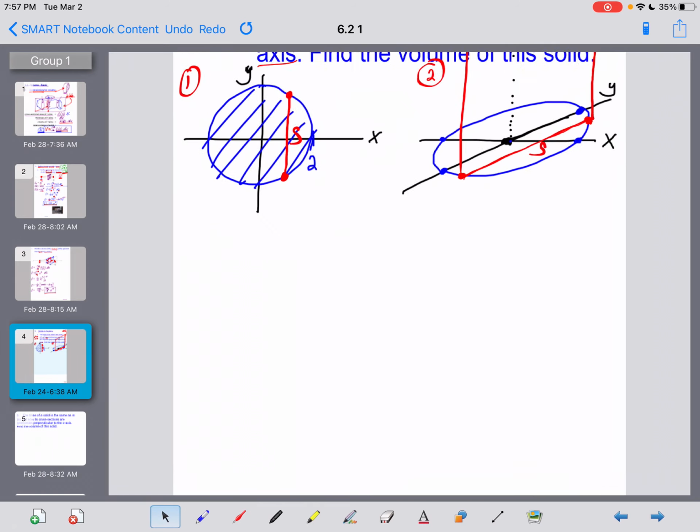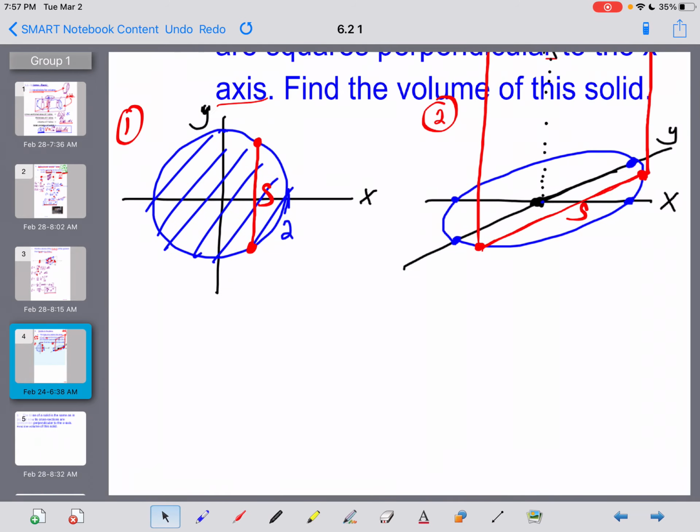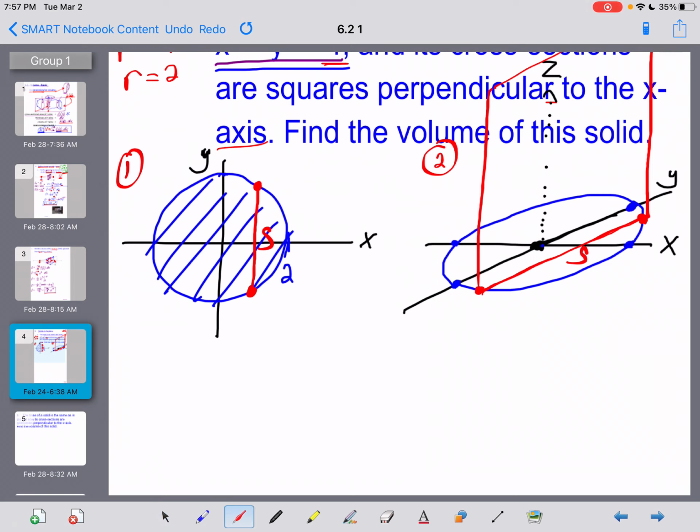All right. So if we go back to figure number 1, we've got to try to come up with a way to represent S as a function of x. So how do we measure the length of a vertical line segment? We take the top function minus the bottom function. Okay, what stops that red line segment on the top? That would be the top of the circle. And what stops it on the bottom? The bottom of the circle.